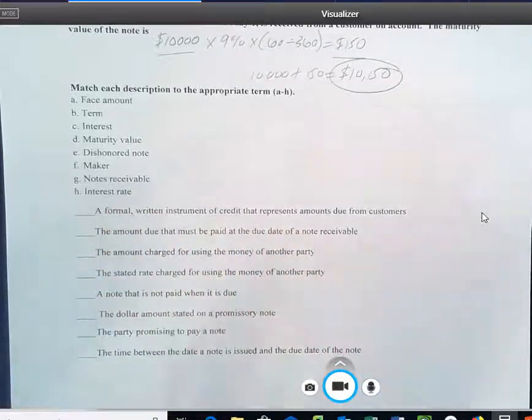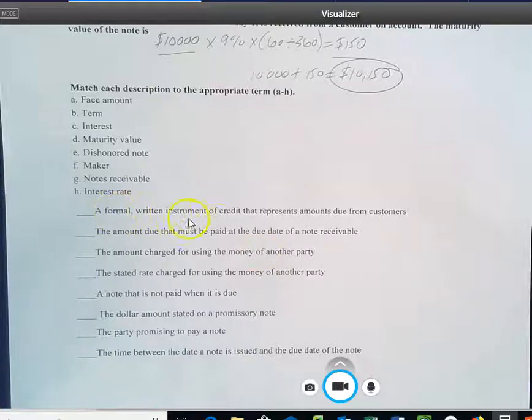We have a little matching exercise that we're going to do real quick. Hopefully, you have done this on your own already. It says match each description to the appropriate term, A through H. We have face amount, term, interest, dishonored note, so on. You could probably use a process of elimination, but we're going to try to do as little of that as possible.